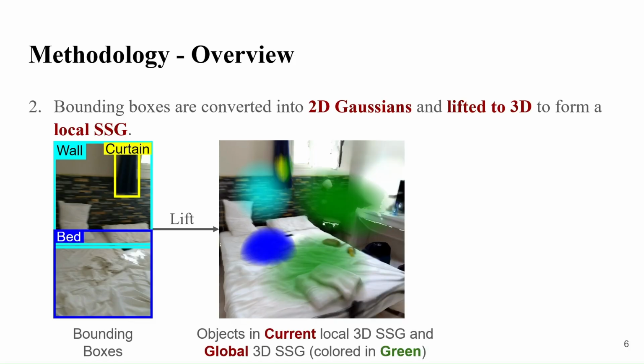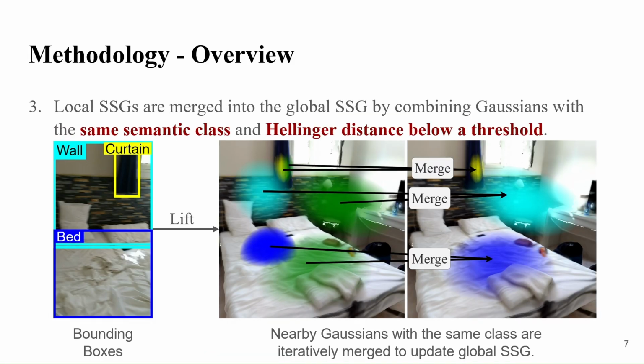In this illustration, previously detected objects are shown in green, while newly detected objects in the current image are displayed in their respective colors. Finally, these new objects are merged with previously detected ones into a global SSG by combining Gaussians that share the same semantic class and have a Hellinger distance below a threshold. The Hellinger distance intuitively measures the similarity between two probability distributions. By merging new objects at each time step, FROSS can build a 3D semantic scene graph incrementally and efficiently.